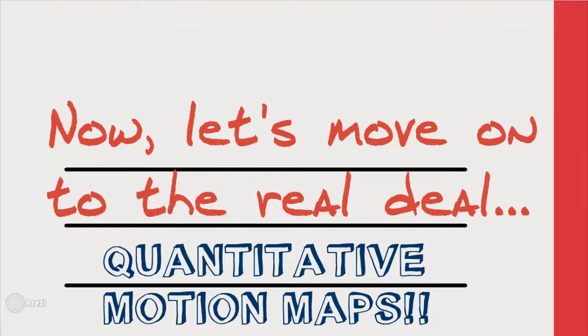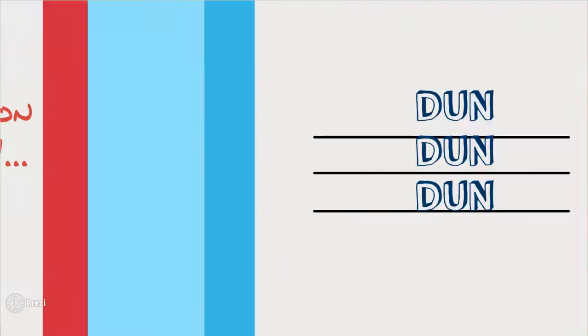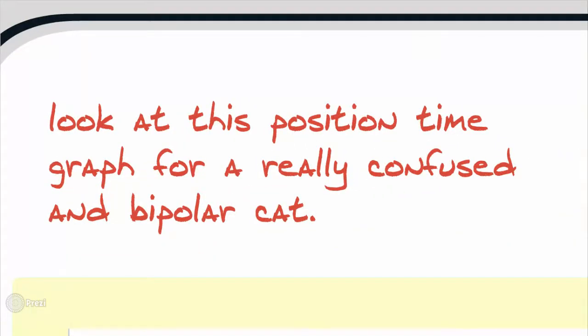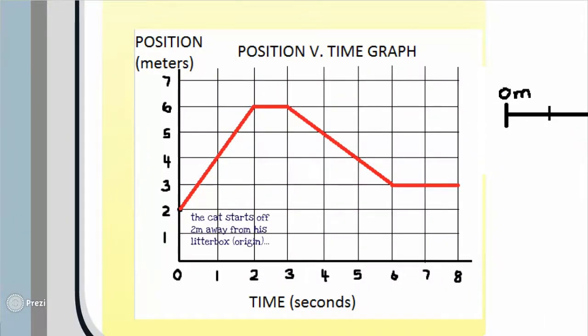So let's move on to the real deal with quantitative motion maps. That means numbers. Dun, dun, dun. Okay, so look at this position time graph for a really confused and bipolar cat. The cat starts off 2 meters away from his litter box, which we're going to call the origin. He's going to start running a little bit to go next door to say hi to his friend, Perry the platypus.